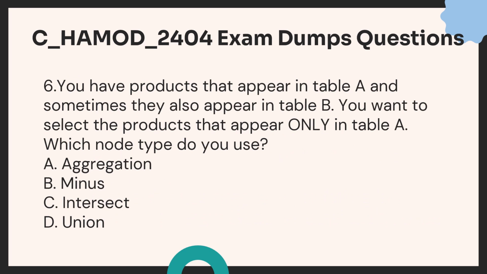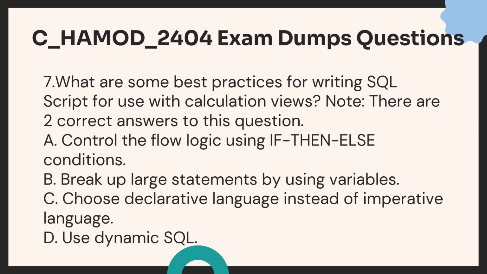6. You have products that appear in Table A and sometimes they also appear in Table B. You want to select the products that appear only in Table A. Which node type do you use? A. Aggregation, B. Minus, C. Intersect, D. Union.